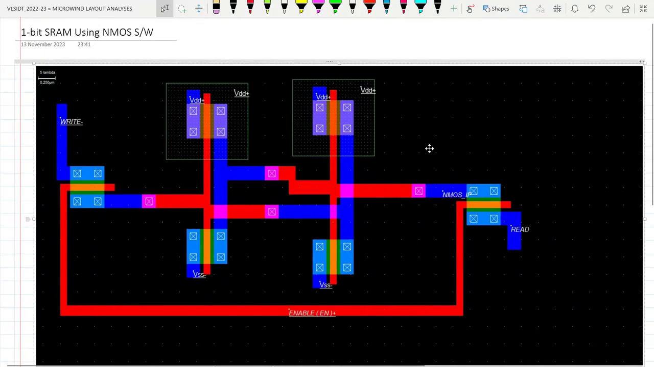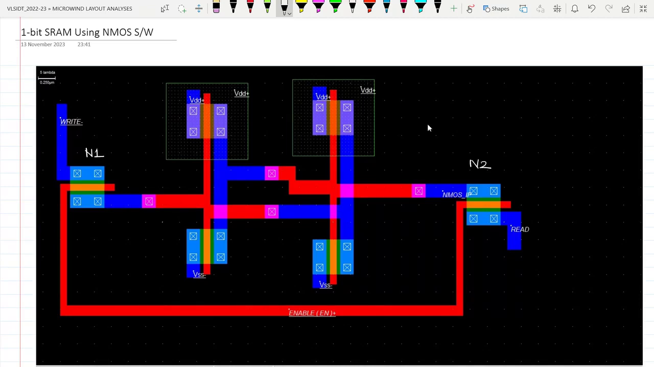This is the microwave layout for 1-bit SRAM using NMOS switch. As we see here, we are having the write line and we are having the read line. And between the write line and read line, we are having the NMOS N1 and NMOS N2.